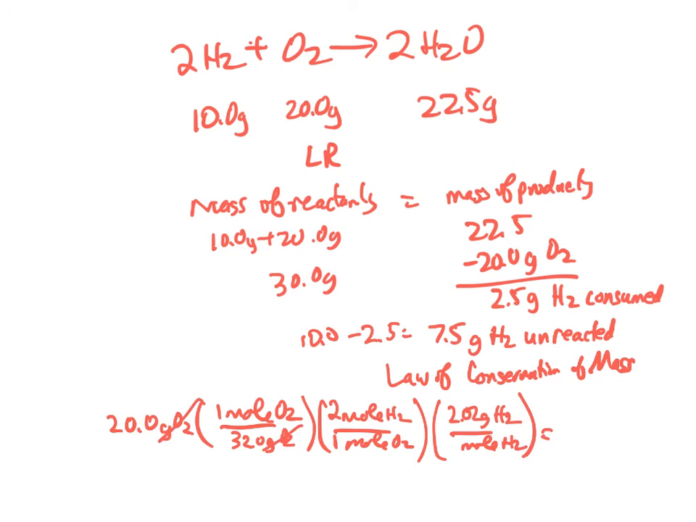Grams oxygen divided by grams oxygen. Moles oxygen divided by moles oxygen. Moles hydrogen divided by moles hydrogen. That gives me grams of hydrogen. So 20 divided by 32 times 2 times 2.02 gives me 2.5 grams of hydrogen that was consumed. And that's what we had predicted up above.